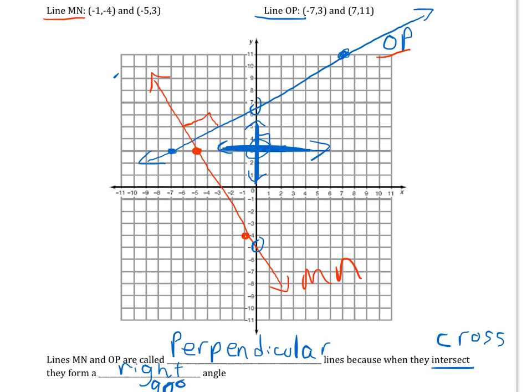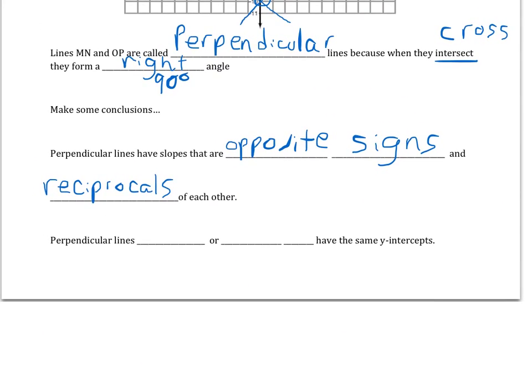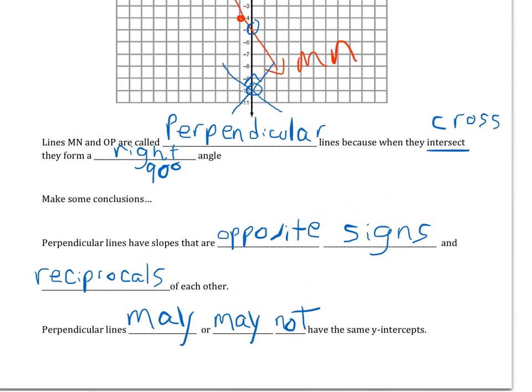You could also think of an example like this. Again, you guys can just watch this. You could have lines that look like this, that form a right angle. Do they have the same y-intercept? Yes, they do, right there. So what we're going to say for this last blank is perpendicular lines may or may not have the same y-intercepts. They can, but they don't have to.